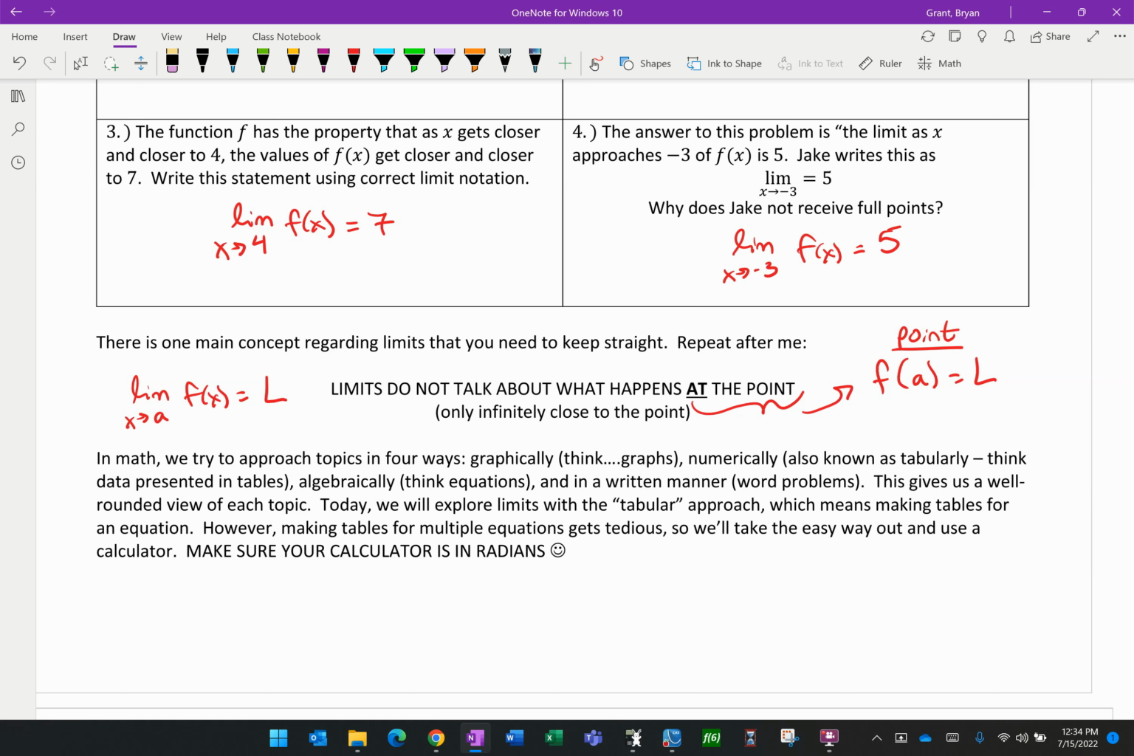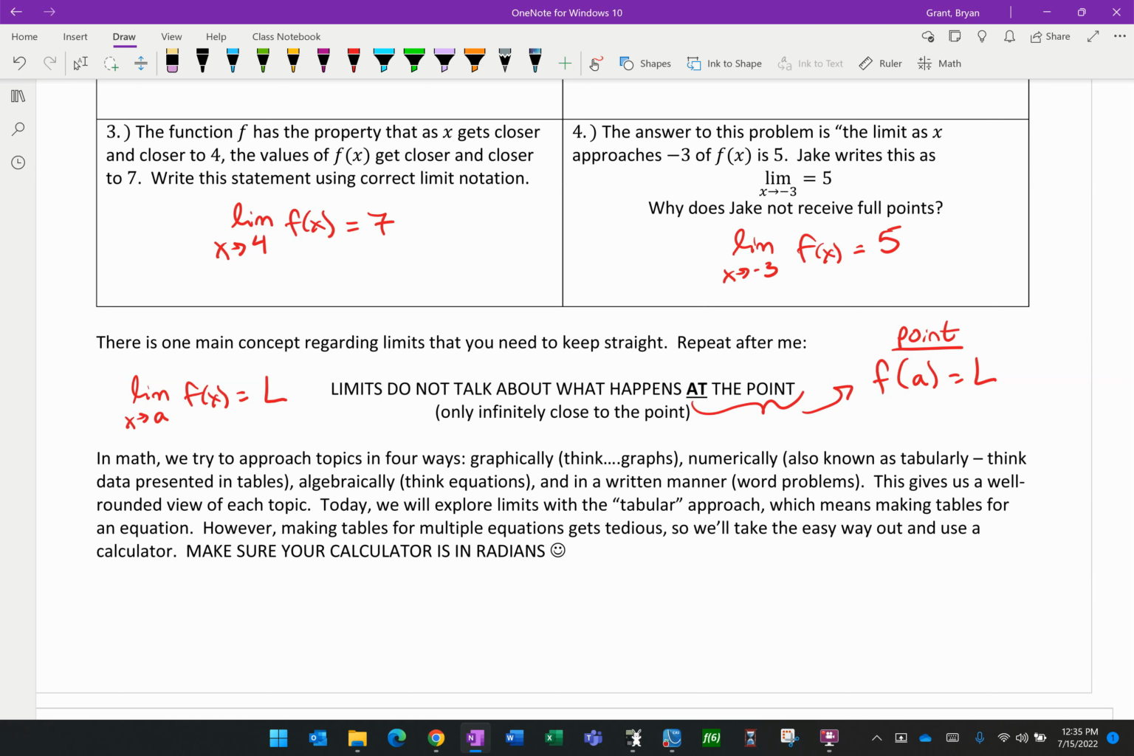So let's discuss what our progress is going to look like, and not only for this unit, but for every unit of study for calculus. In math, we try to approach topics in 4 ways. The first way is graphically. Think graphs, just like we did on the first page of this packet. The second way is numerically, and often this is known as tabularly. Tabularly, which is a mouthful to say, means data presented in tables.